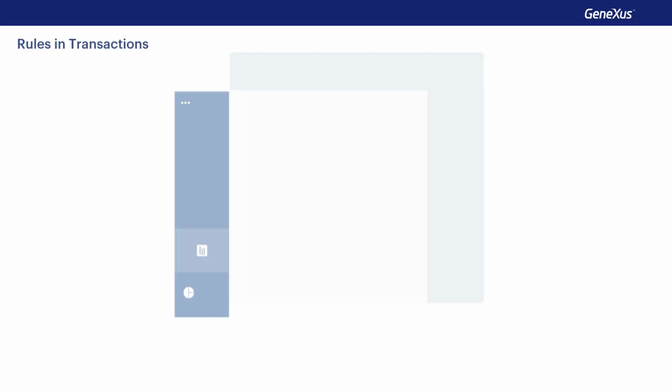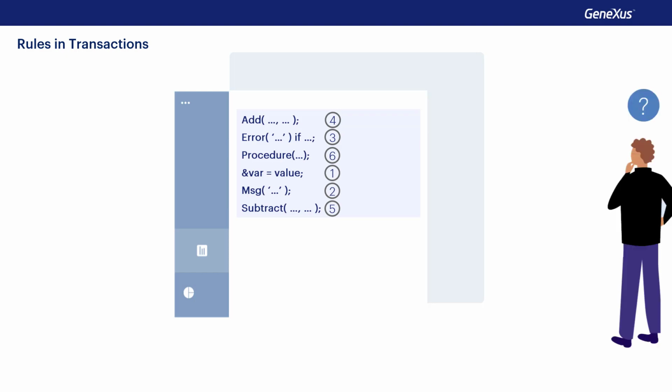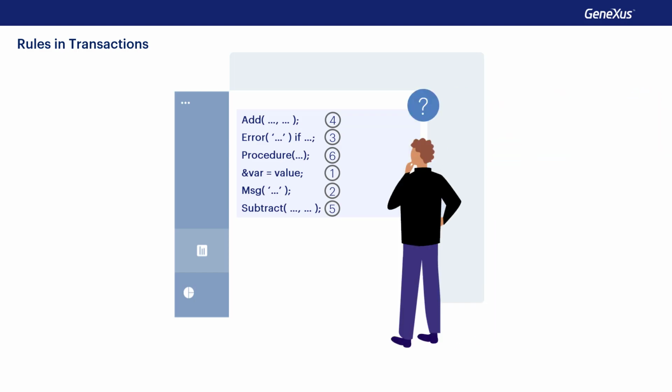We know that the rules in a transaction are stated in any order, and GeneXus determines when each one is triggered. This is sometimes confusing for developers because they feel they're no longer in control. But this is actually an advantage. Developers should only focus on declaring the logic, and GeneXus will automatically infer where and when each rule should be triggered.